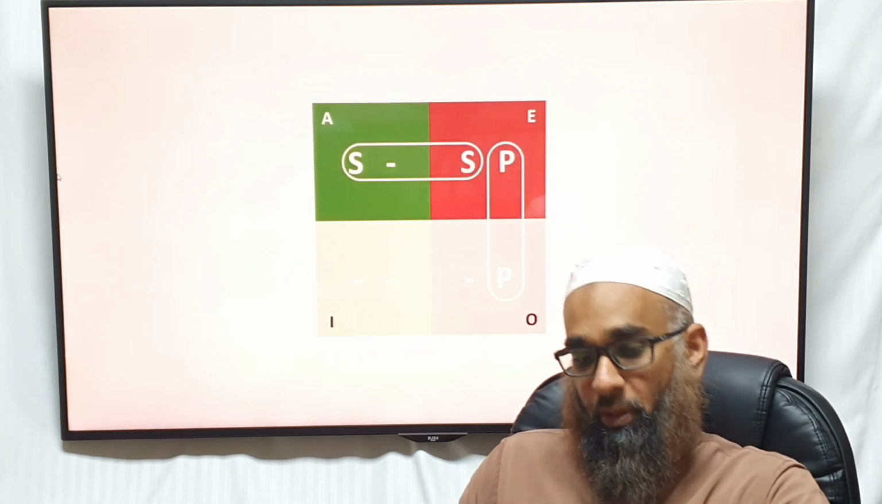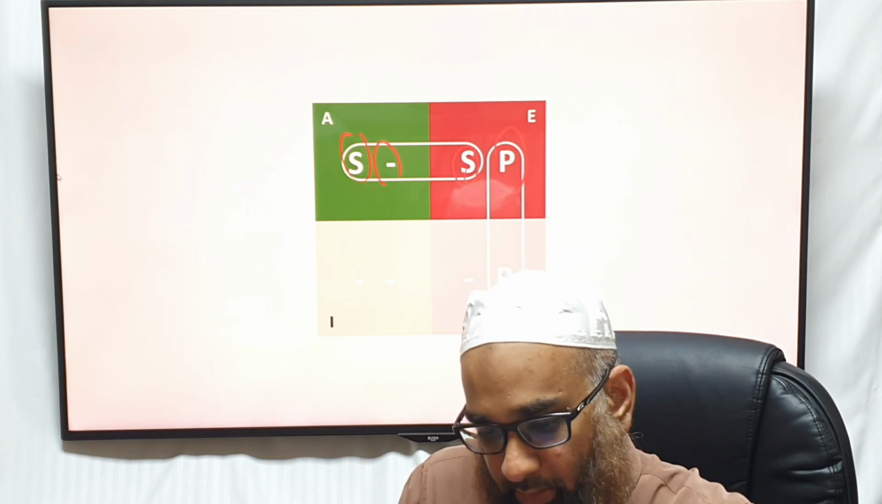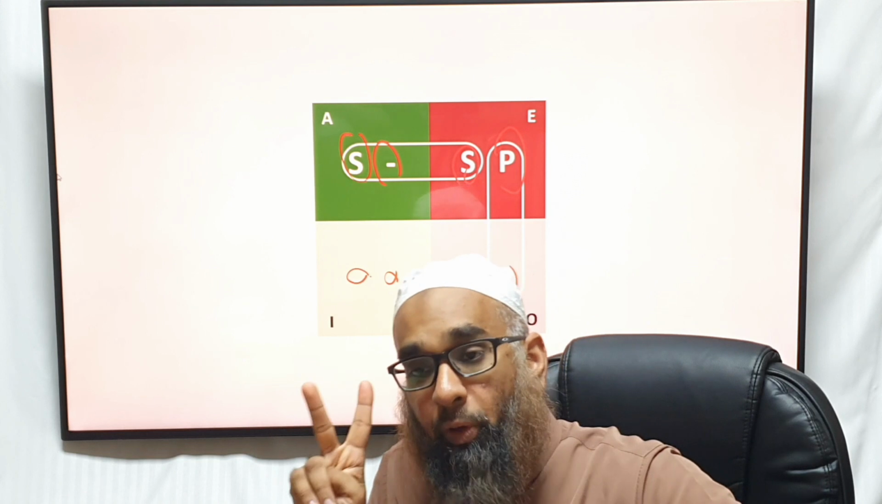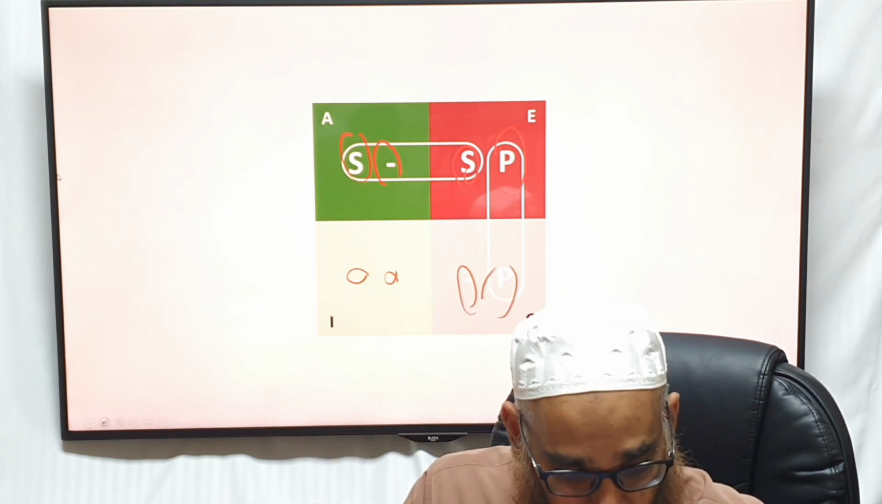And this is a table. So you have a subject and a predicate. Basically, S, subject, and P, predicate. Each of the A, E, I, O, all of them have two parts: the subject and the predicate. You got it?